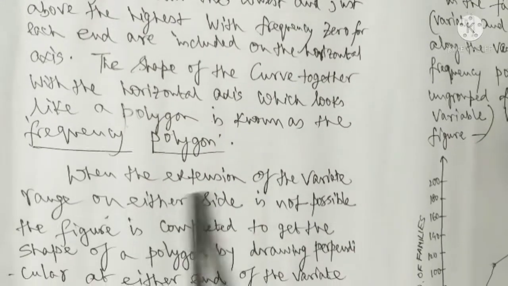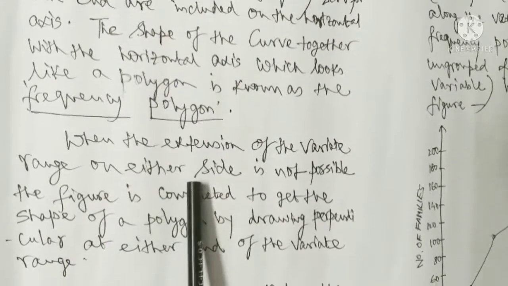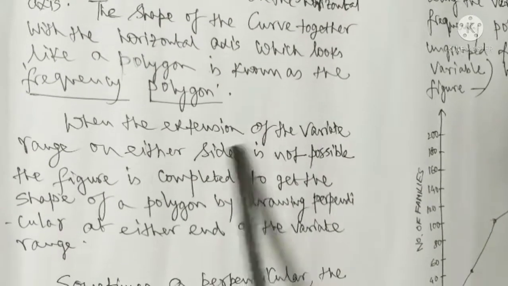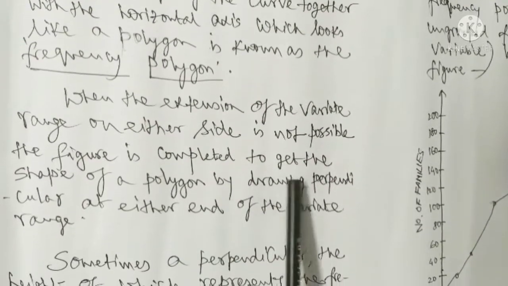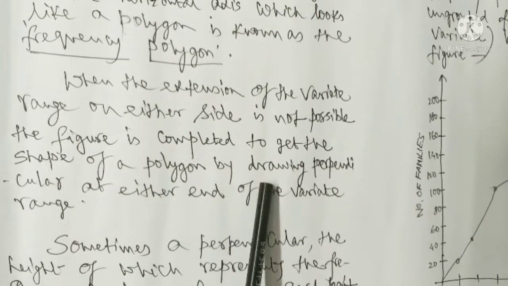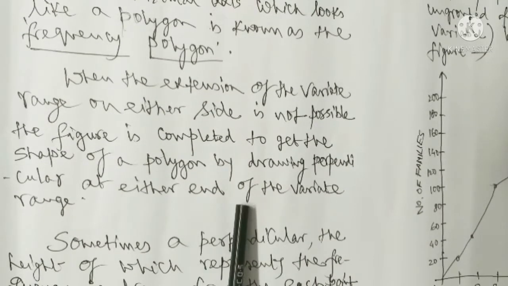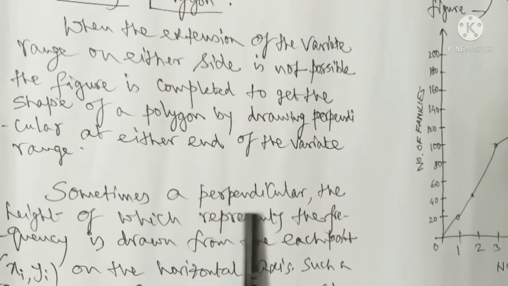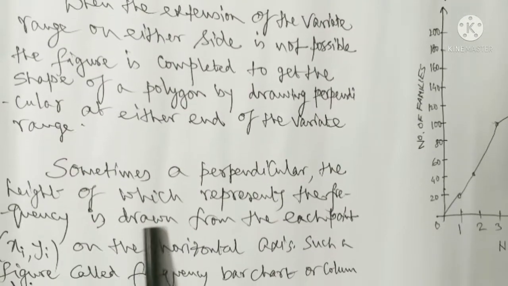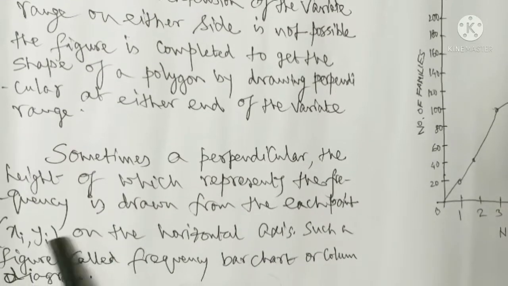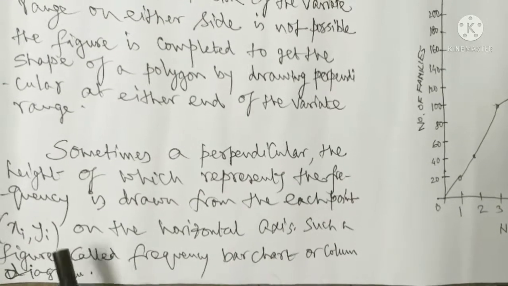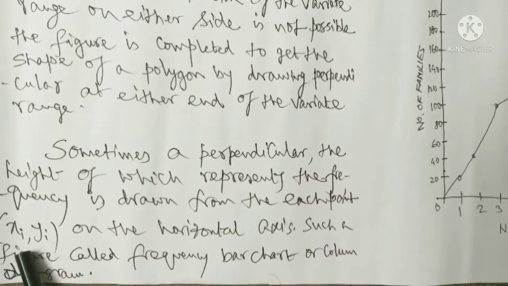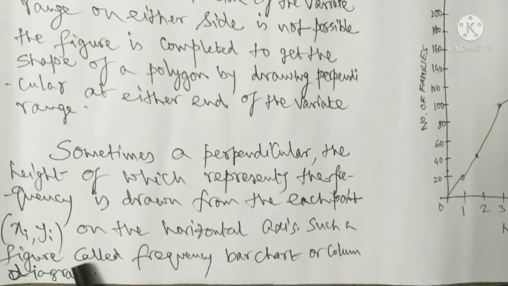When the extension of the variate range on either side is not possible, the figure is completed to get the shape of a polygon by drawing a perpendicular on either end of the variate range. Sometimes a perpendicular, the height of which represents the frequency, is drawn from each point xi, yi, the ith x-y pair, on the horizontal axis. Such a figure is called a frequency bar chart or column diagram.